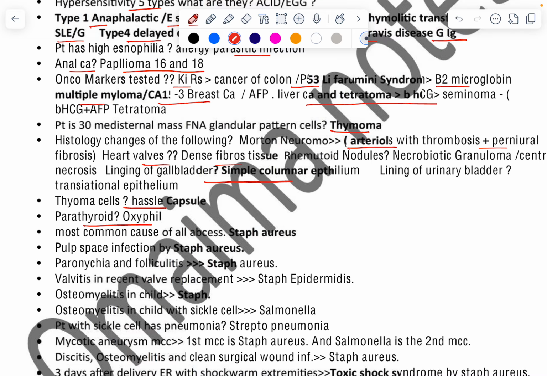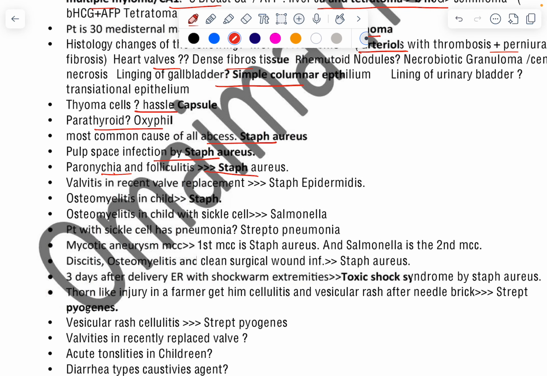Most common cause of abscess: staphylococcus. Pulp space infection: staph. Paronychia: staph. Valvulitis: epidermidis, viridans is also there. Osteomyelitis: staph; sickle cell with salmonella. Sickle cell pneumonia: strep pneumoniae. Mycotic aneurysm: staph aureus. Salmonella is the second most common. Discitis: all staph aureus. Three days after delivery, shock syndrome: toxic shock syndrome.